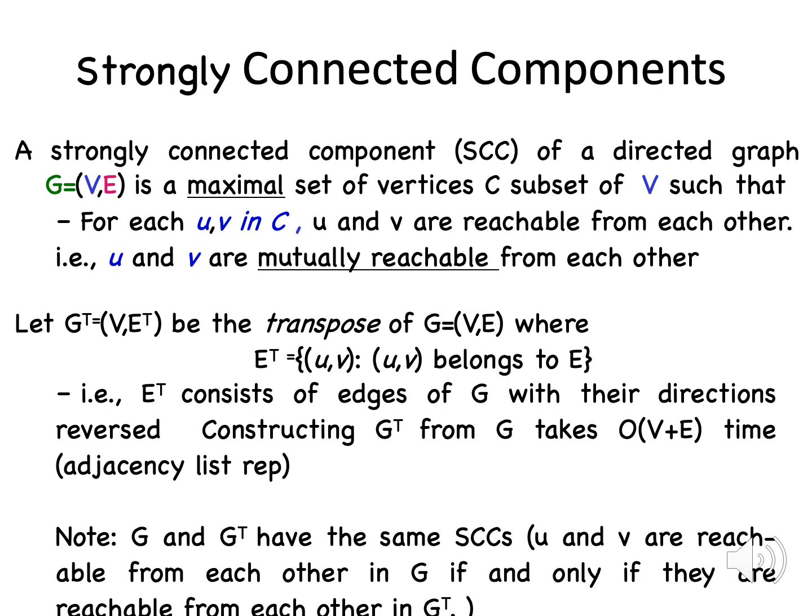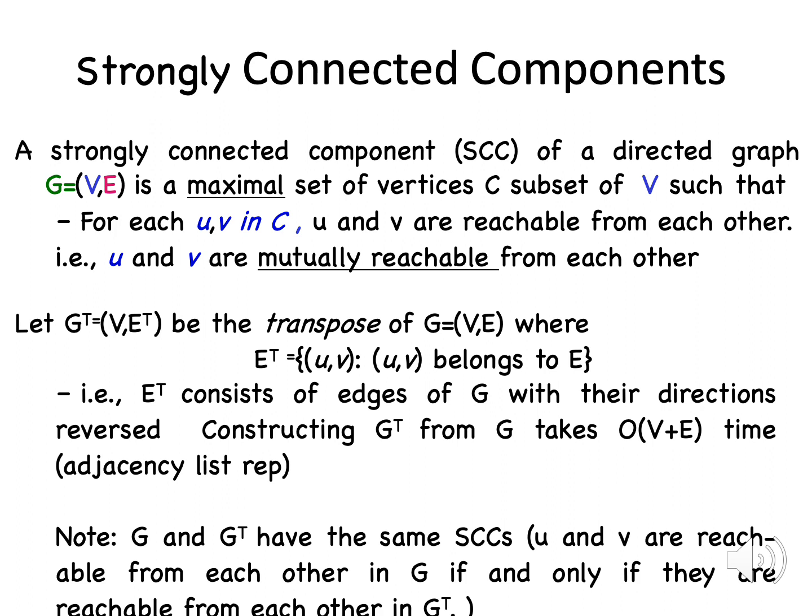Let G^T, or G transpose, be represented by (V, E^T). The set of vertices, for a particular graph, never changes, so it is always V as initially. Only the edges can be changed, either from U to V or from V to U. So G^T is the transpose of G, where E^T consists of (V, U) where (U, V) belongs to E. That is, E^T consists of the edges of G with their direction reversed.